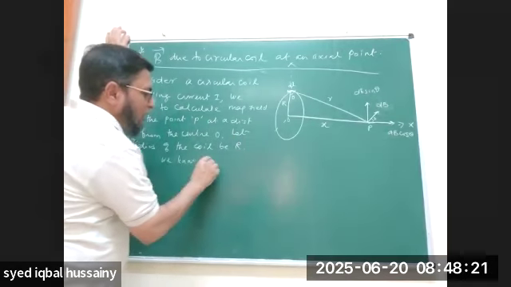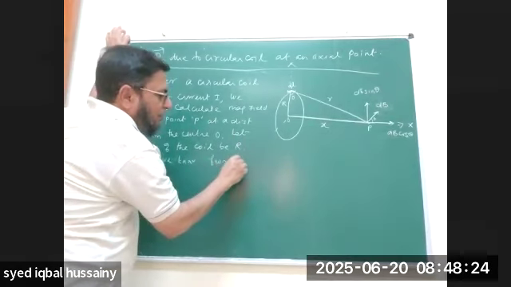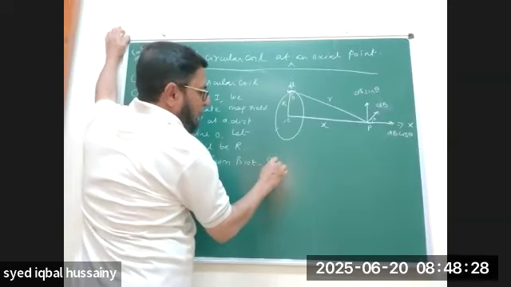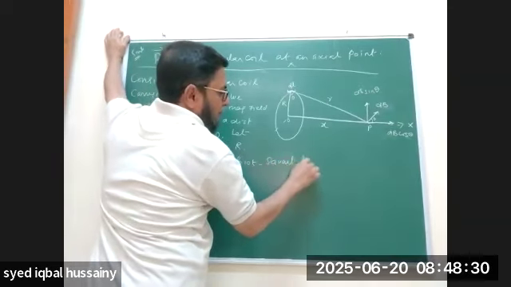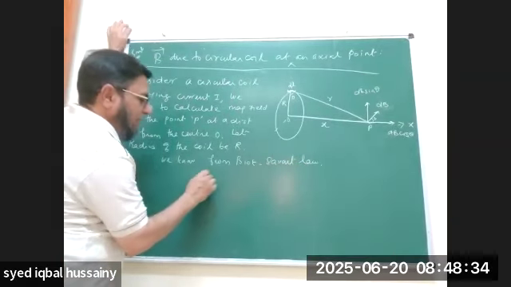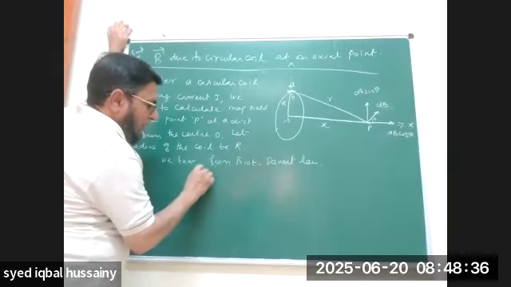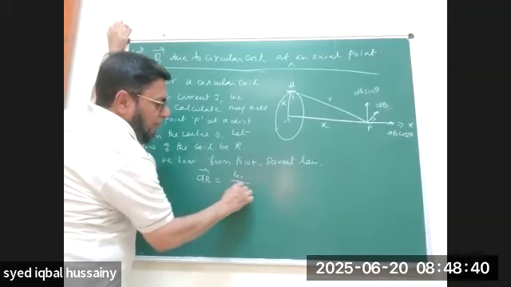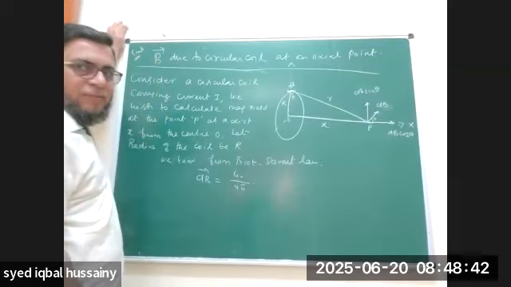So we know from Biot-Savart law. Tell me the formula. From Biot-Savart law, dB vector will be equal to mu naught by 4 pi. Say it quickly, vector form.